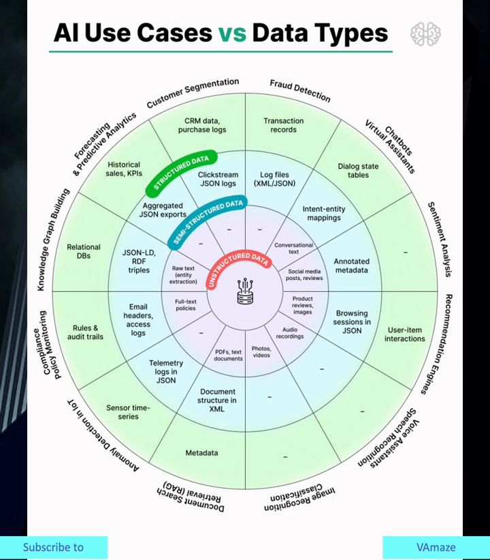The evolution path, from simple to sophisticated. Starting simple, the structured foundation. Organizations beginning their AI journey should focus on use cases that leverage existing structured data assets. Customer segmentation with CRM data, basic fraud detection with transaction logs, and simple demand forecasting with historical sales data provide quick wins and learning opportunities.